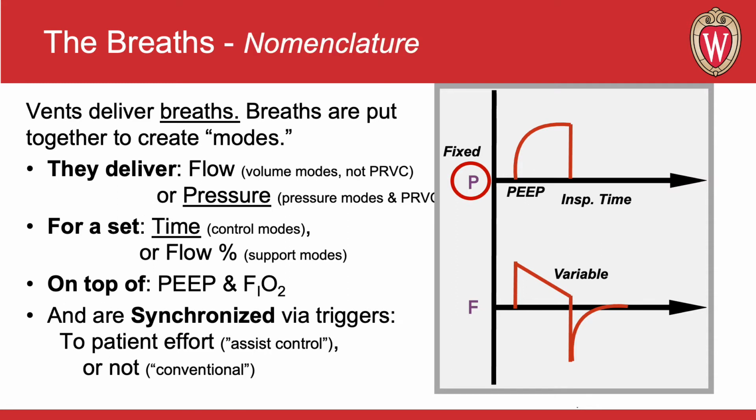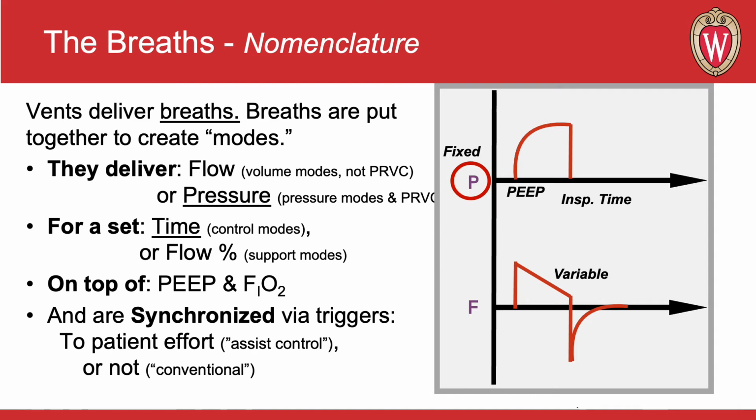Now, if we use common nomenclature or link the breaths to the modes in a simple way, vents again deliver either flow, which would be all of our volume modes with the exception of PRVC, or pressure, which is all of our pressure modes, including PRVC. And they do that for a set amount of time in our control modes. And I'll note that control refers to controlling the inspiratory time. It does not refer to controlling the rate or controlling anything else. It refers to controlling the inspiratory time.